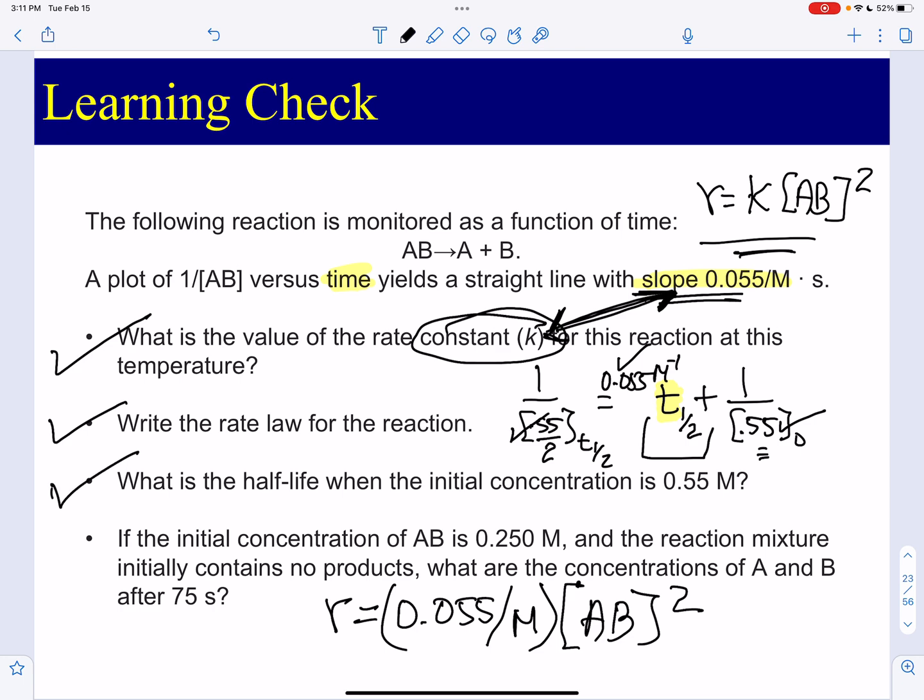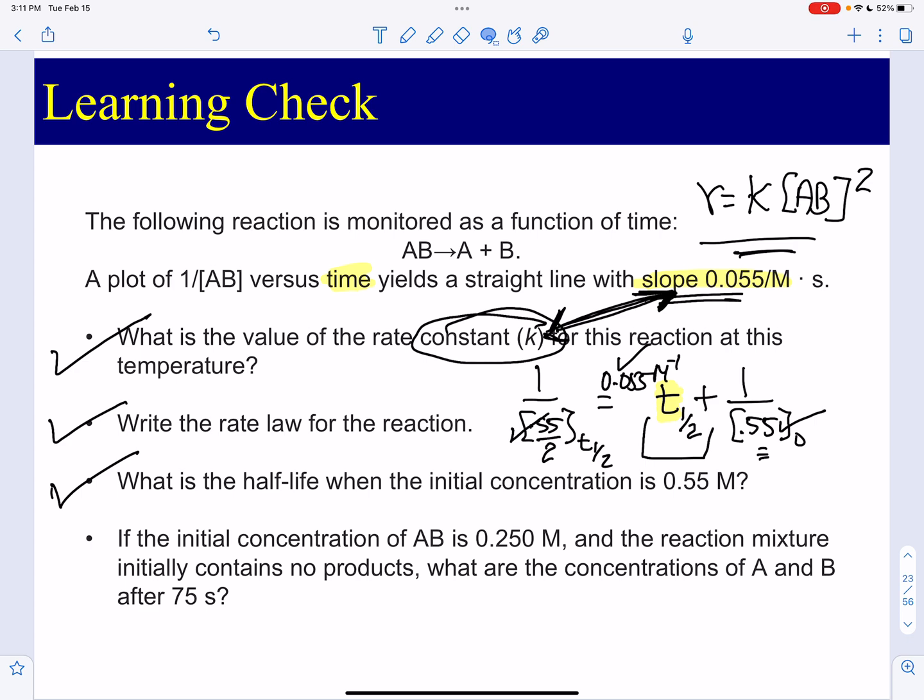And then we have the last question. If the initial concentration is 0.250 molar, we always do molarity, right? And the reaction mixture initially contains no product, so product equals 0. A typical reaction, by the time you begin, you have no products. You haven't done anything. So what it's asking is, can you find the concentration of A and the concentration of B after 75 seconds?